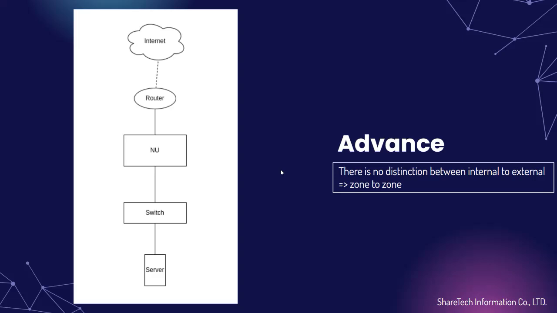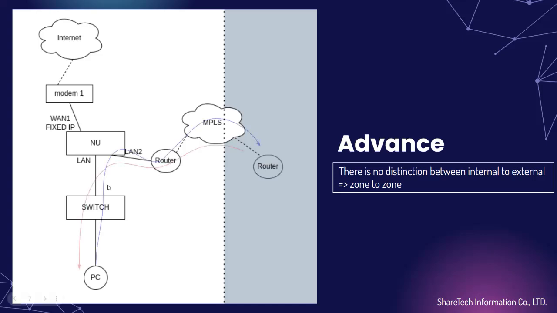Advance, whether it is outgoing or incoming rules, you can set them here. And it is controlled in a zone-to-zone manner. It may be used in some specific architectures. For example, in external to internal routing mode, or structures such as MPLS VPN will definitely need to be set here.